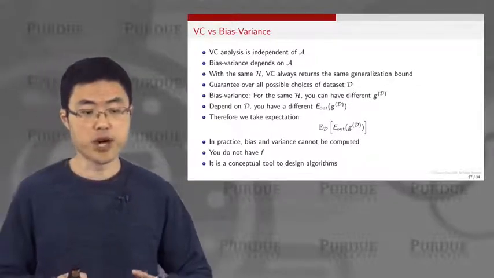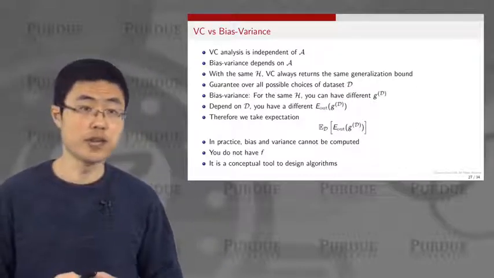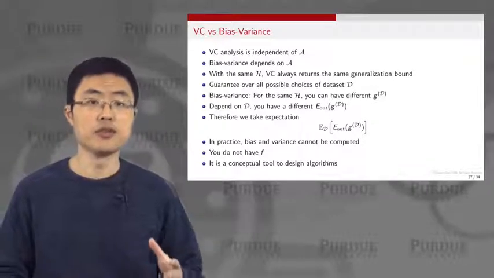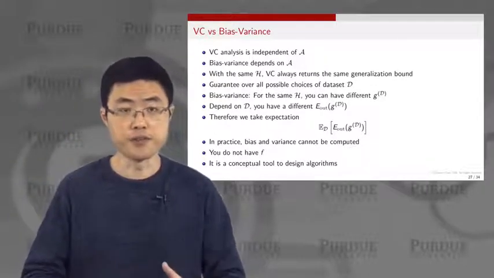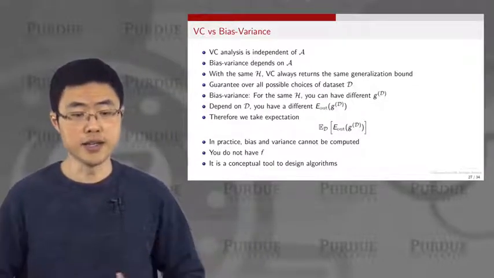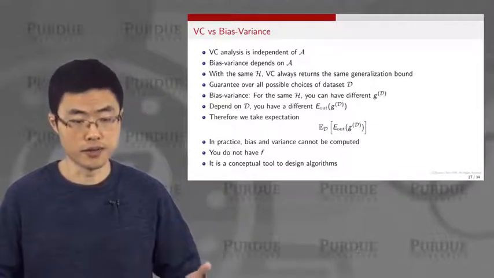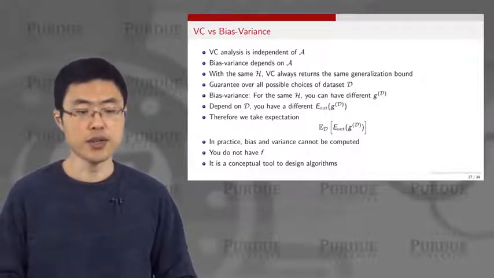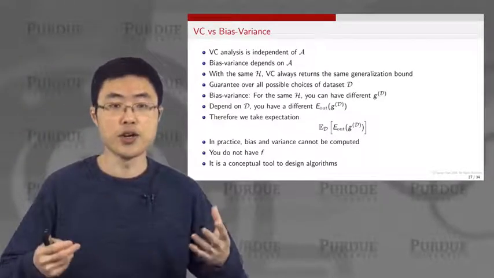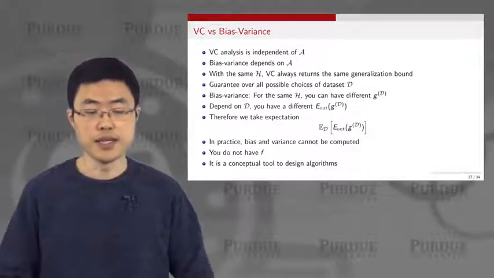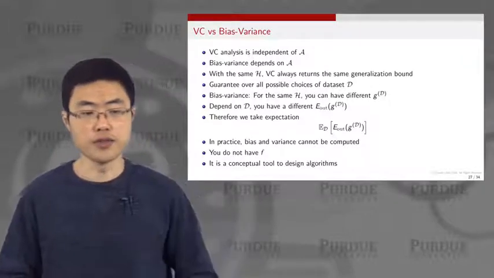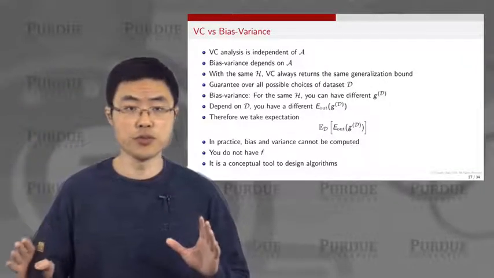The problem with bias and variance is that you just cannot calculate them. Why? Because in order to calculate the bias and variance, you need to first know the target function. Since you don't know the target function, there's no way for you to calculate the bias, and similarly you have no way of calculating the variance. Since you do not have f, bias and variance cannot be calculated. This notion is not able to give you a practical algorithm when you're trying to design a machine learning method.